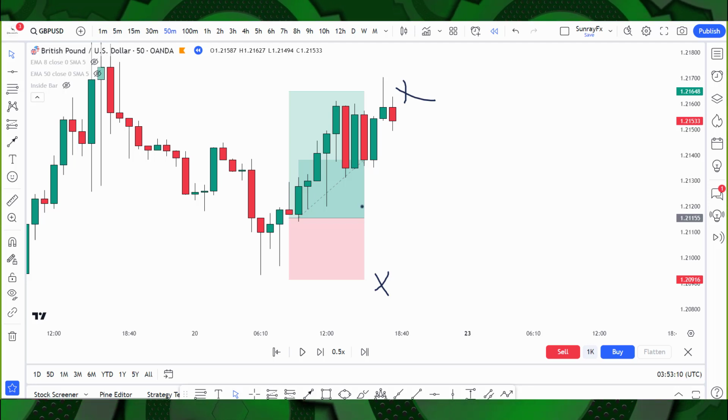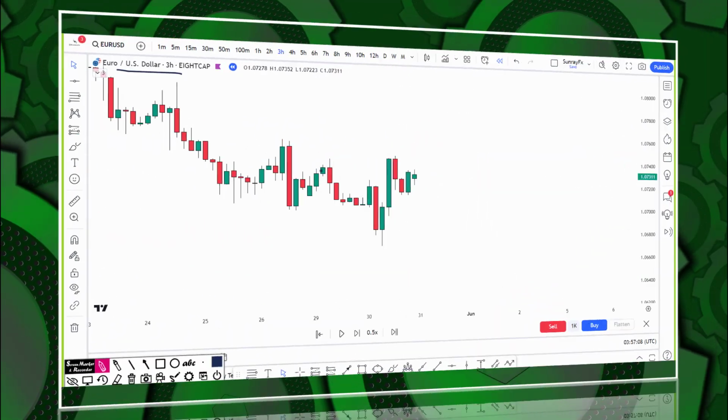So let's look into another pair. This is Great Britain Pound USD. Let's look into another pair to see how to trade Hammer and Dragonfly Doji. So we are looking at Euro USD now.